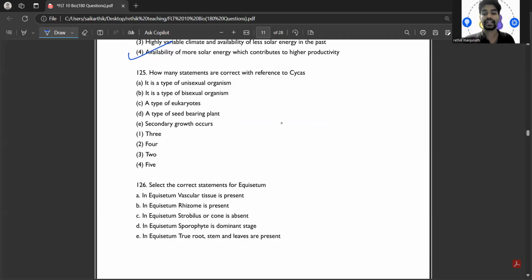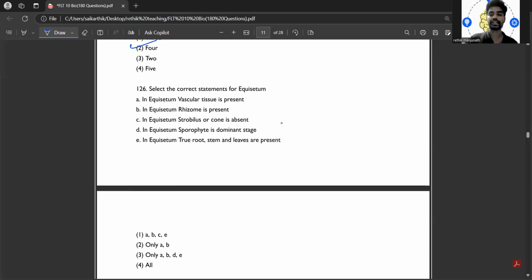So 125 says, how many statements are correct with reference to Cycas out of these? So four statements are correct. That it is a type of unisexual organism is correct. Then it is a type of bisexual is wrong. Then the eukaryotes is correct. Seed bearing plants is correct. Secondary growth curve is also correct. So totally four.